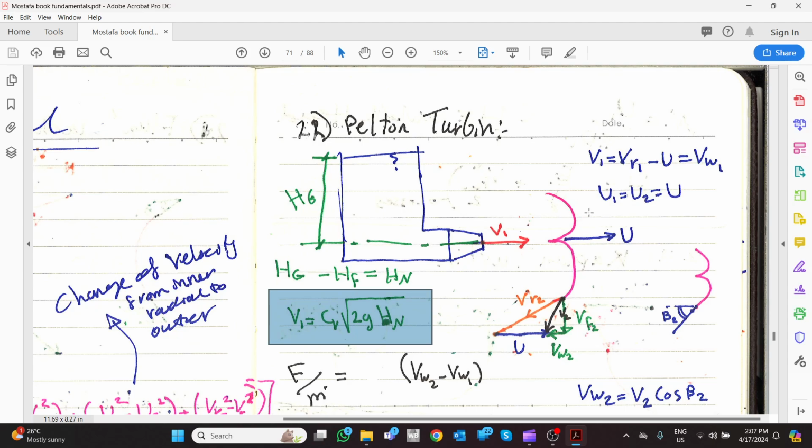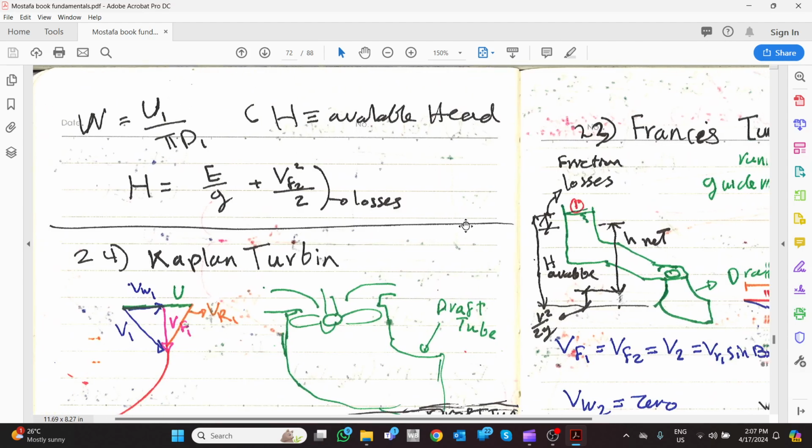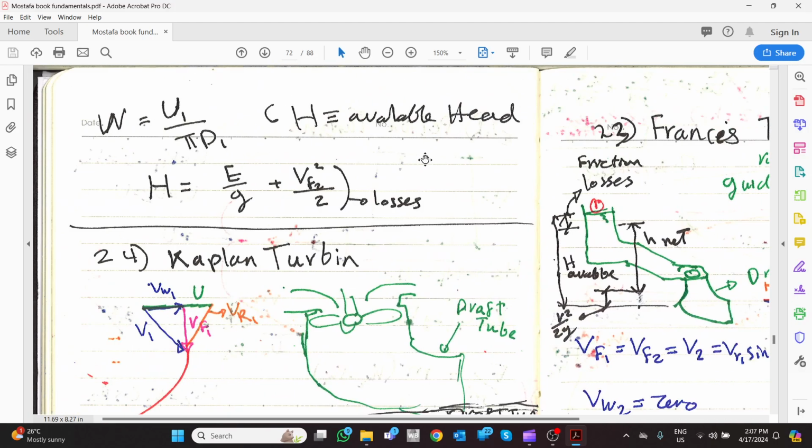Okay. Later on, we will find when you go to pumps or Kaplan turbine, centrifugal pumps or axial compressors, this idea will become more and more complicated, but it's good to start up. Okay, now we're going to have the Francis turbine.